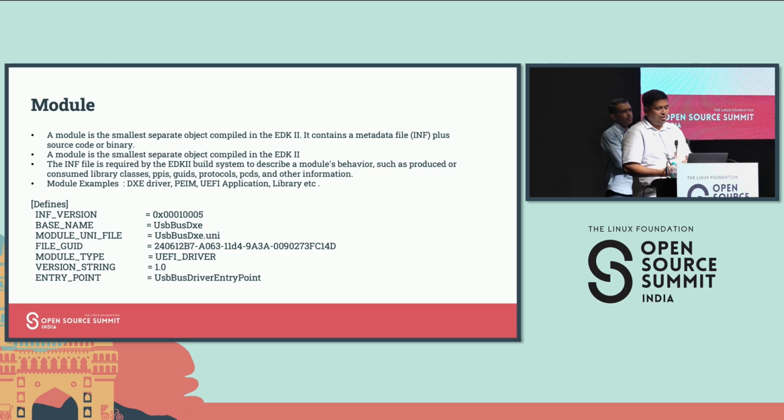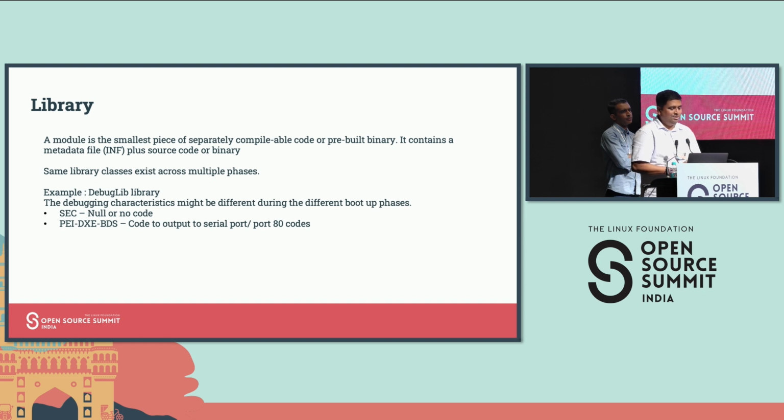Now, as we talk about the library, let's see what a library is. This is also very similar to a C library. The only thing is that as there are multiple boot phases, we need to specify where the library is shared, which phases it supports. For example, you have a debug library to debug the UEFI code. In the security phase, it doesn't require any debug logs. But for PEI, DXE, and BDS, it will output to the serial.